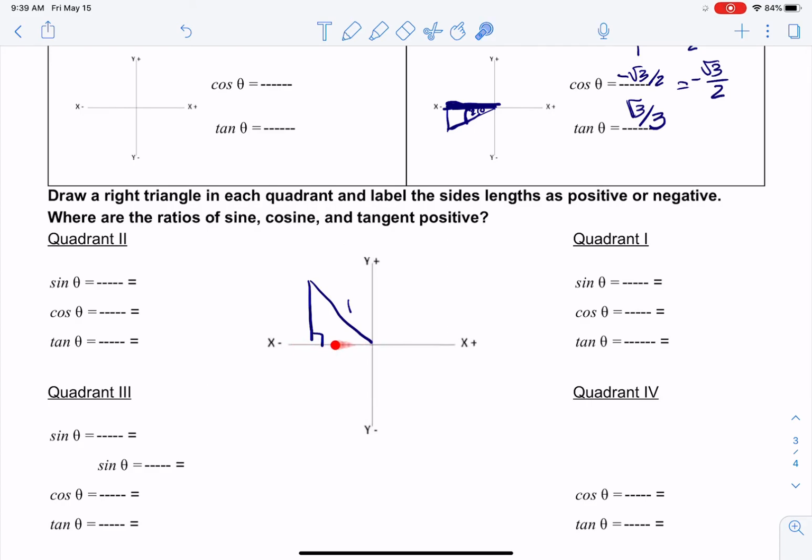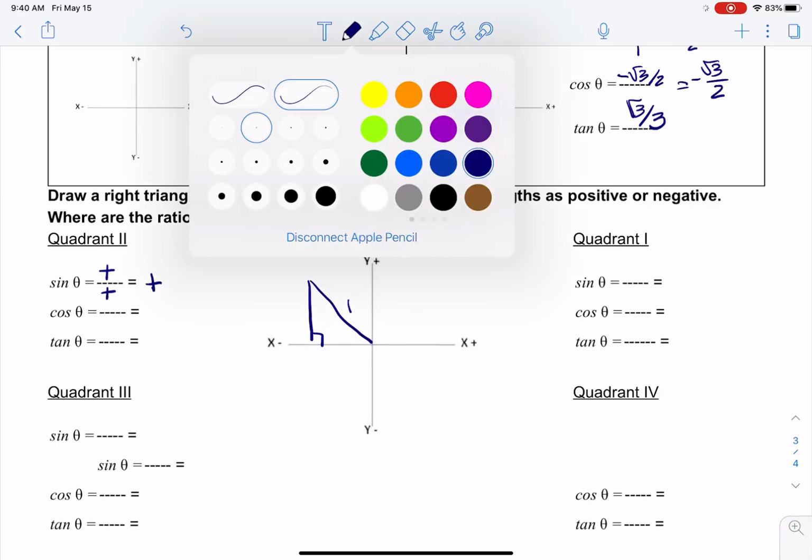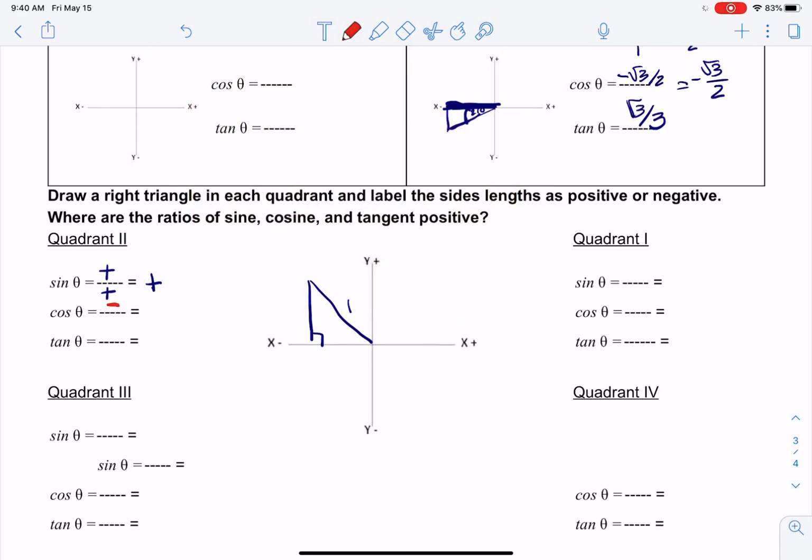Okay, in quadrant 2, I'm going in the negative x direction. And remember that the horizontal measurement here is a measure of cosine. So cosine is going to have a negative value here. Sine, however, is a vertical measurement. We're going up here. So the sine is going to be positive, and the hypotenuse is positive. So positive, positive, giving me a positive relationship here. However, cosine is going to be a negative divided by a positive, and that's going to give me a negative. So cosine is going to be negative in the second quadrant.